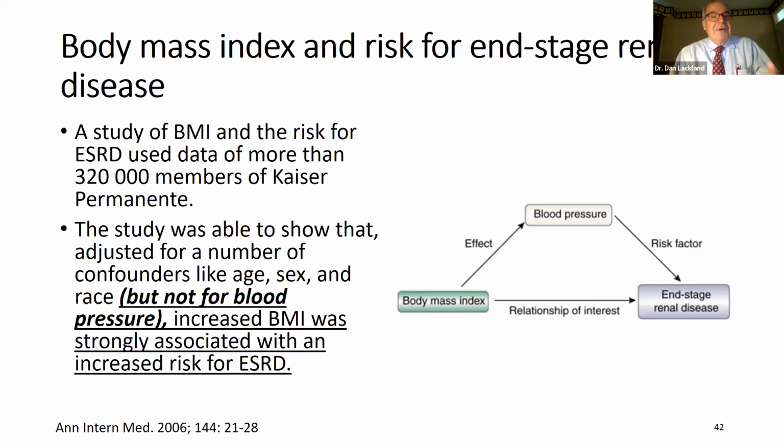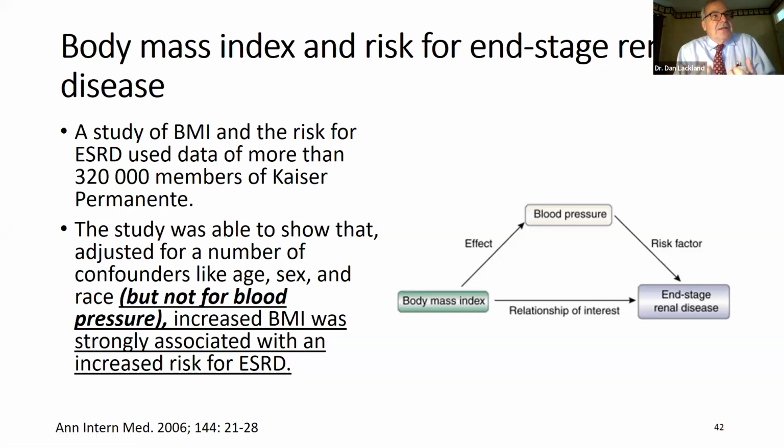In looking at members of Kaiser Permanente, this is a large cohort of individuals, mostly in the United States. A very good, strong database and a good database network where they have good indicators of good health. The study was able to show, adjusted for a number of confounders like age, sex, and race, but not blood pressure, that increased body mass index was strongly associated with increased risk for disease.